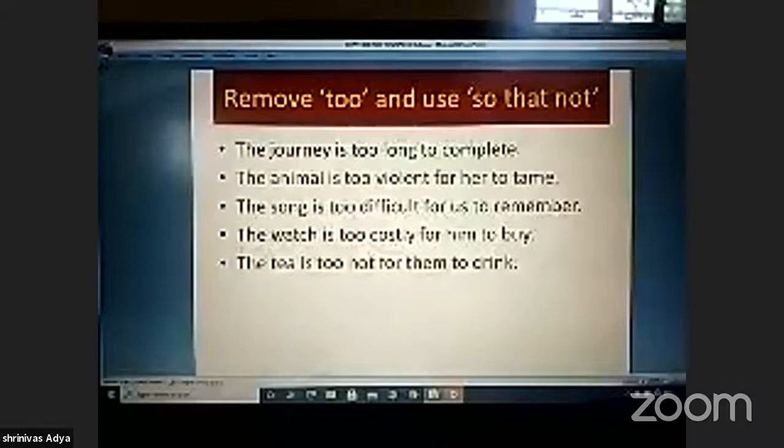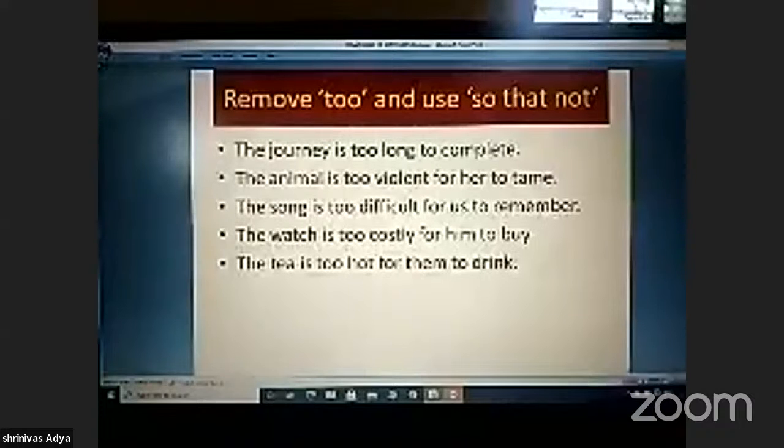Wait for a few seconds. You may have to make some changes. Yes, you answer. Yes, sir, I have corrected. The animal is so violent that she cannot tame it. Correct. The animal is so violent that she cannot tame it. Passive voice. Anyone would like to give passive voice?